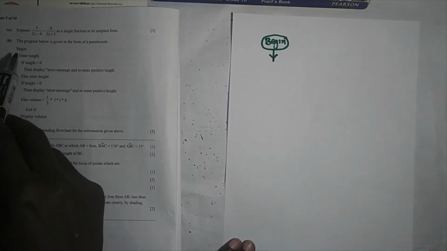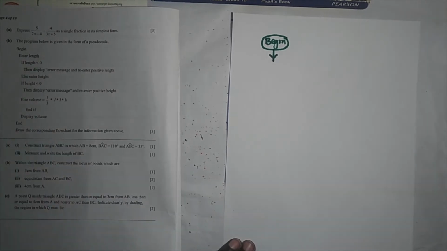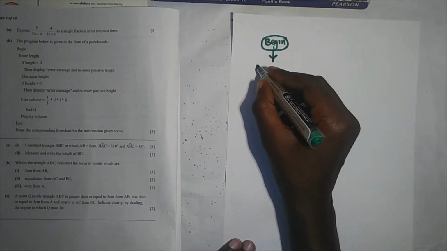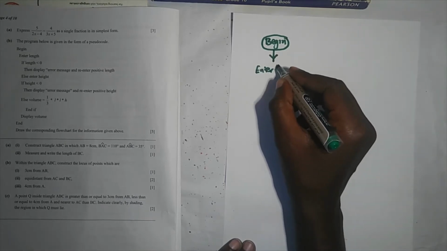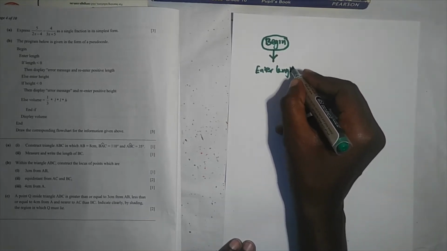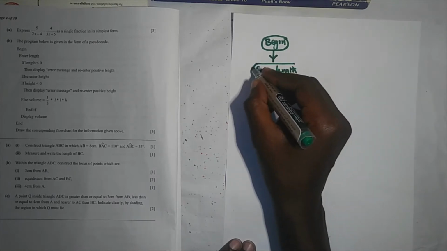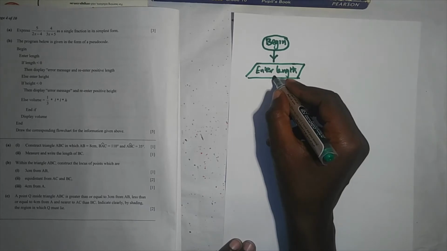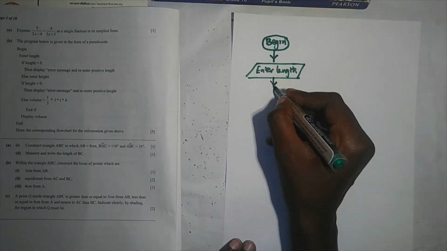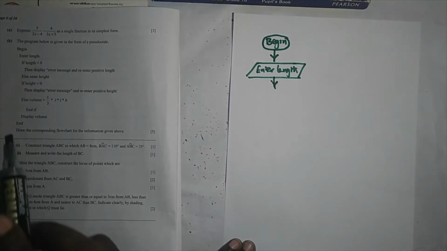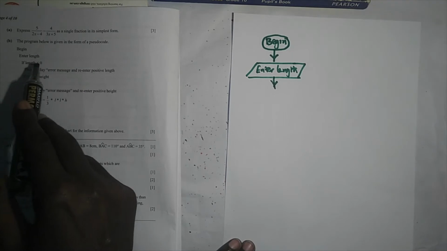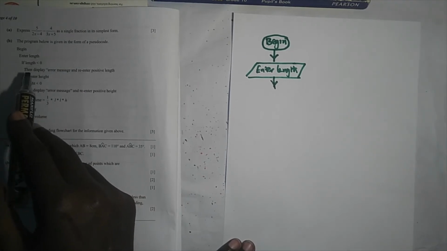The next step from begin is enter length. The shape that we use for entering length is the parallelogram. So we are going to have here enter length, and we put it in a parallelogram. Then we put another arrow to connect with the next shape. The next one after entering the length is this if statement. The if statement goes into the decision box.